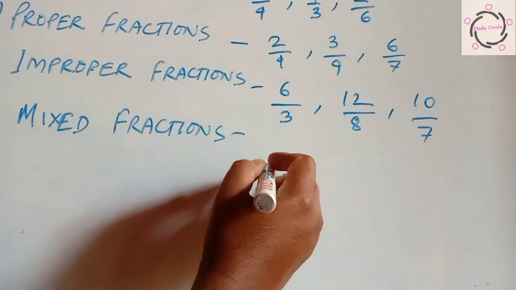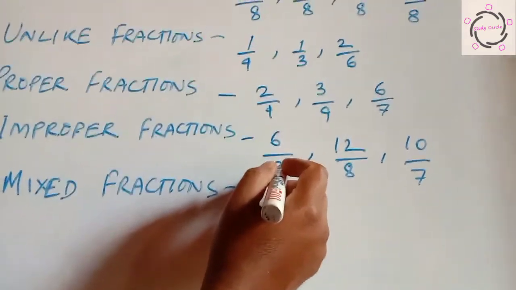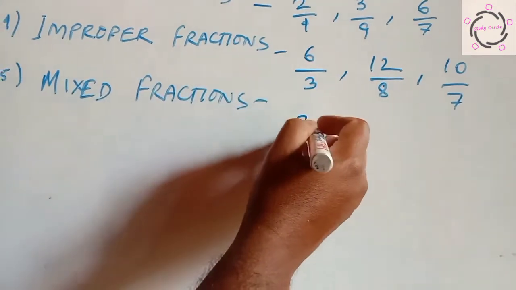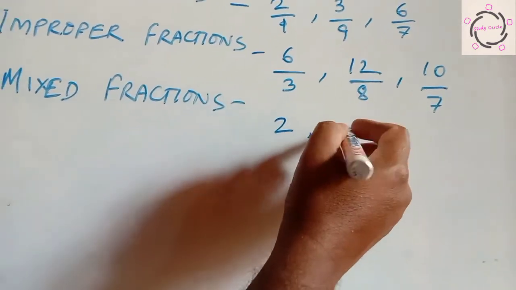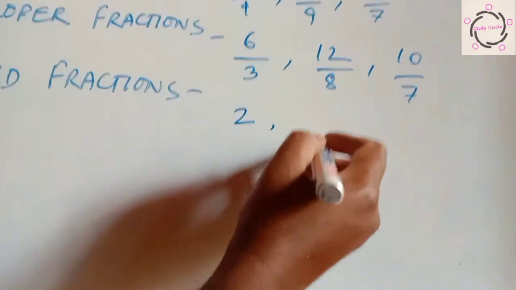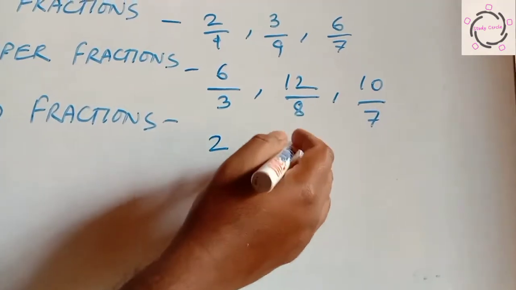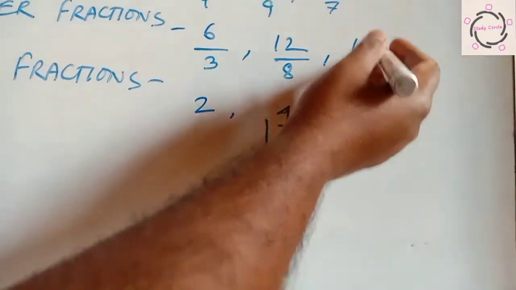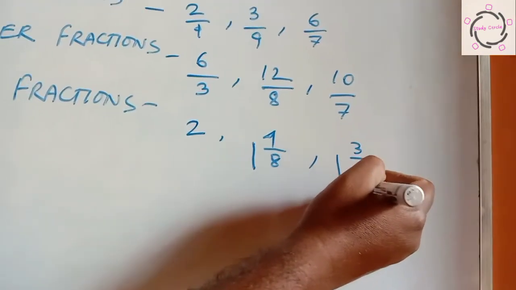Suppose 6/3, then it should be divided by a common divisor 3, because the denominator is 3. So 6/3 becomes 2. Now if I divide 12/8, 12/8 becomes a mixed fraction: 8 ones are 8 and 4 makes 12. So 1 and 4/8 becomes 12/8. Now 10/7, if we write it as a mixed fraction, it should be 1 and 3/7.